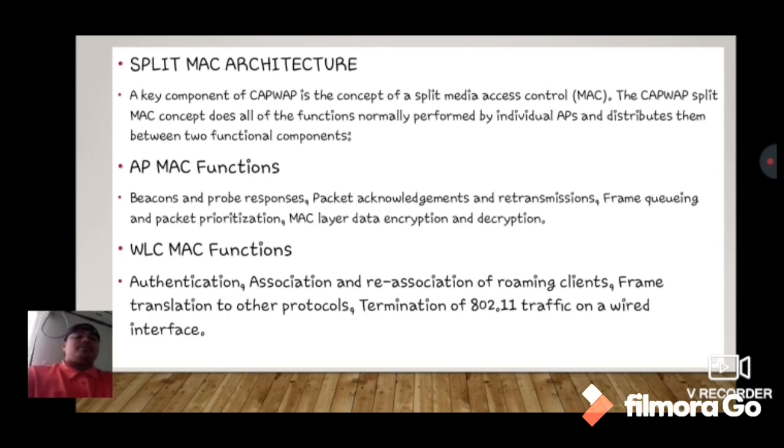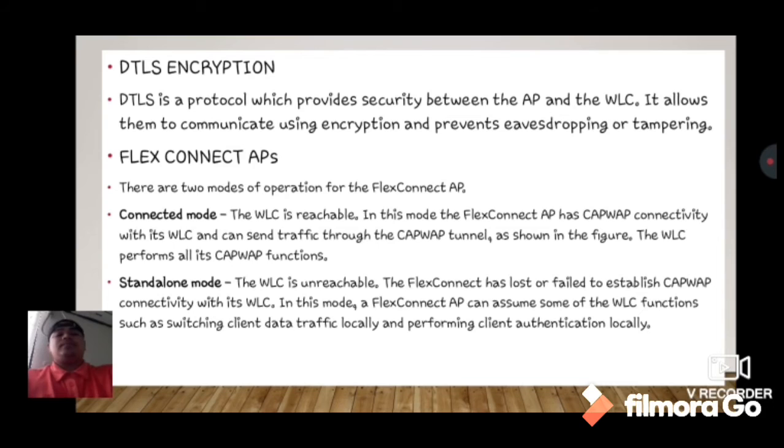WLC MAC functions: authentication, association, and reassociation of roaming clients, frame translation to other protocols, termination of 802.11 traffic on a wired interface. DTLS encryption. DTLS is a protocol which provides security between the AP and the WLC. It allows them to communicate using encryption and prevents eavesdropping or tampering.